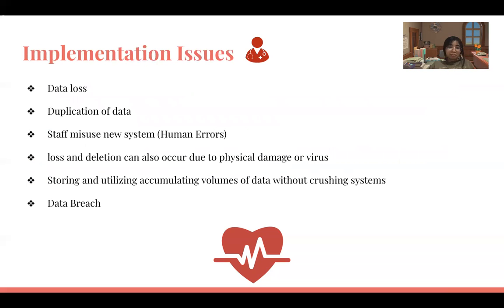Lastly, the implementation issues. They always happen, so now we just want to be aware of them so we can create a mitigation plan. Some implementation issues we have could be data loss, duplication of data, staff misusing the new system. Human errors happen very often. Loss and deletion can also occur due to physical damage or viruses, storing and utilizing accumulated volumes of data without crashing the system, and most importantly, data breach.